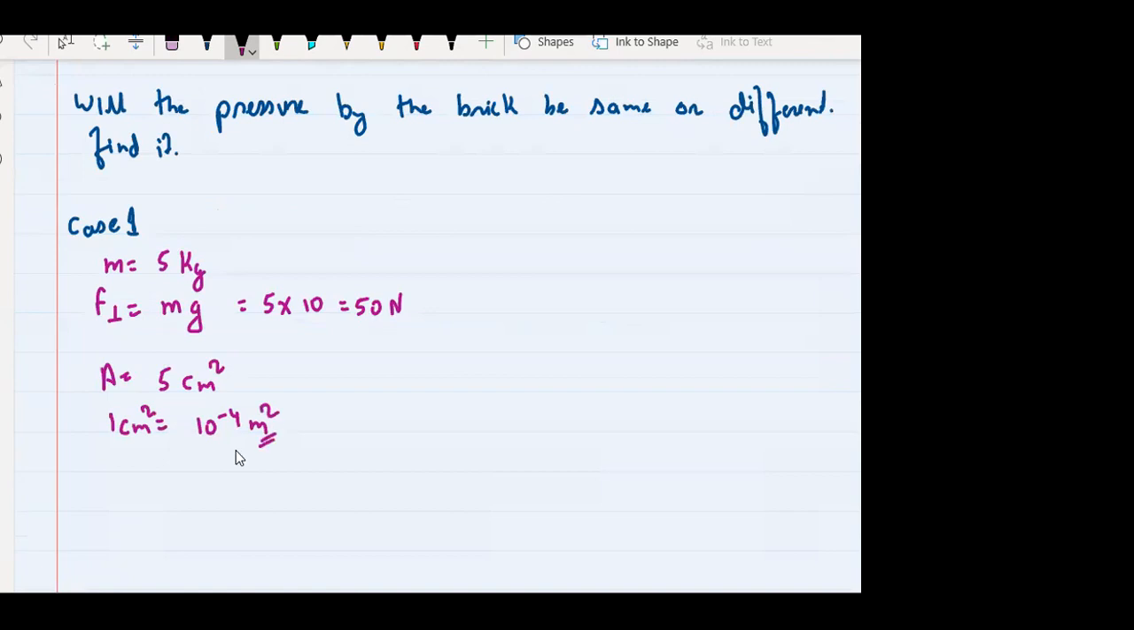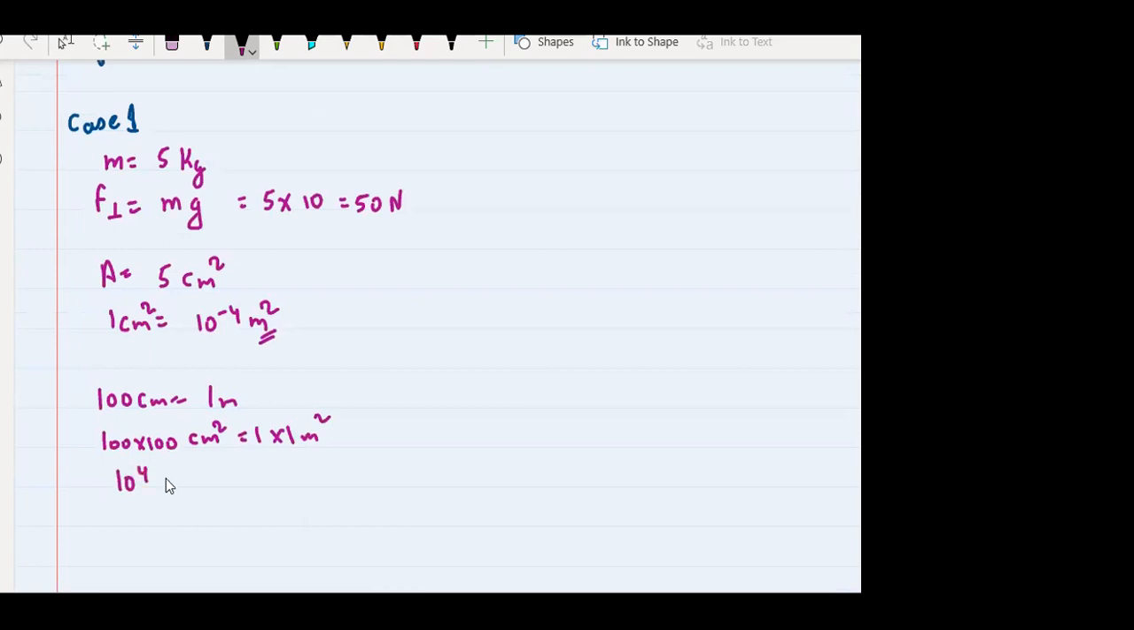Do we know this? Yes, because 100 centimeters is equal to 1 meter. So 100 into 100 centimeter square is equal to 1 into 1 meter square. So 10 to the power 4 centimeter square is equal to 1 meter square. Reversing it, 1 centimeter square is equal to 10 to the power minus 4 meter square. Everyone note this. This is very basic.